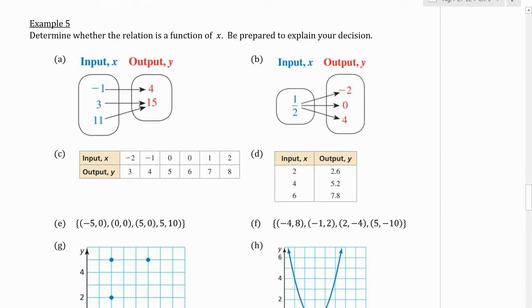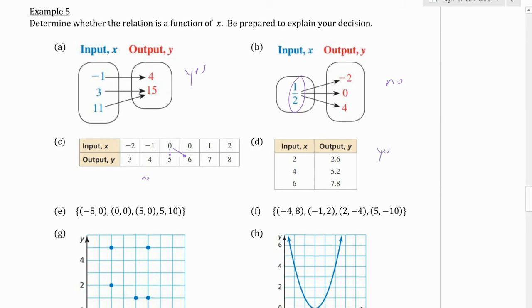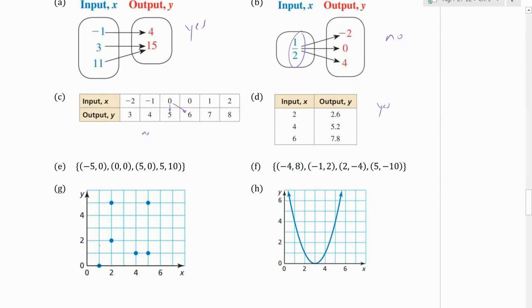So here's some examples for you to try. Determine whether the relation is a function. Be prepared to explain why. Okay, -1 goes to 4, 3 goes to 15, 11 goes to 15. Doesn't matter, they go to the same answer. Each input went to one and only one output. That's a function. But a half goes 3 different places. Not a function. Okay, look at all these x's. Are they all different? Oh, okay, 0 may mess me up. Yep, does. It goes to 2 different outputs. Not a function. 2, 4, 6, all the inputs are different. They're going to go somewhere. It's a function.